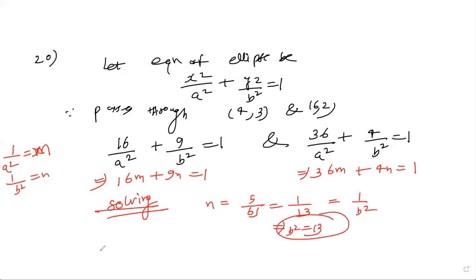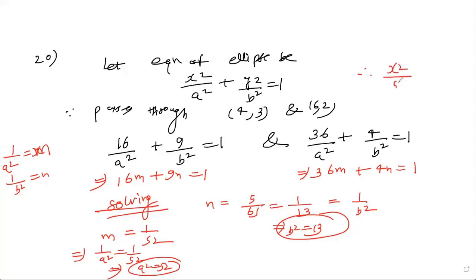Okay. Next, using this value, if you find the value of m, then you all will get m as 1 by 52. So 1 by a square is 1 by 52, which means a square is 52. So we got a square, we got b square, so we can easily get the equation then. It will be x squared by 52 plus y squared by 13, and that is equal to 1. So this will be our equation of the ellipse.